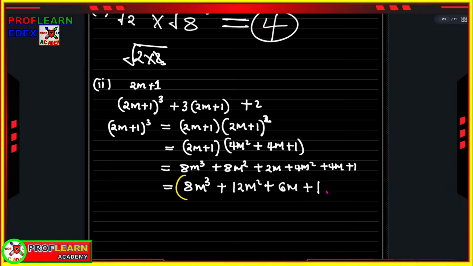Let me just retract. I see which part that was. We have 8m cubed plus 12m squared plus 6.